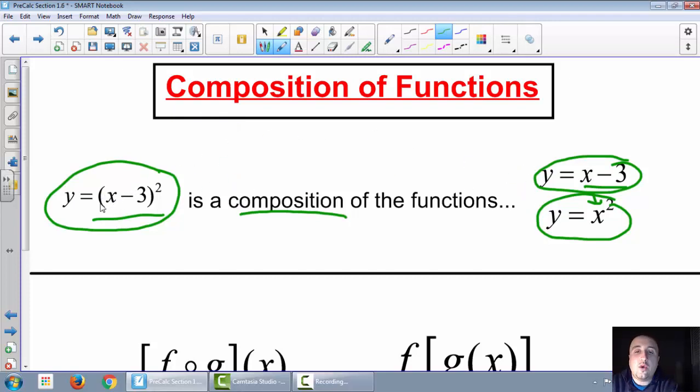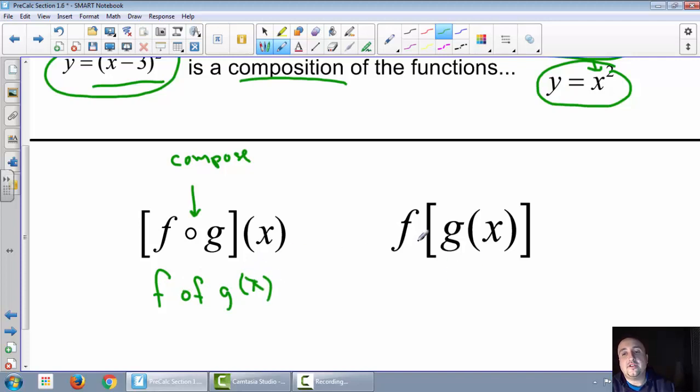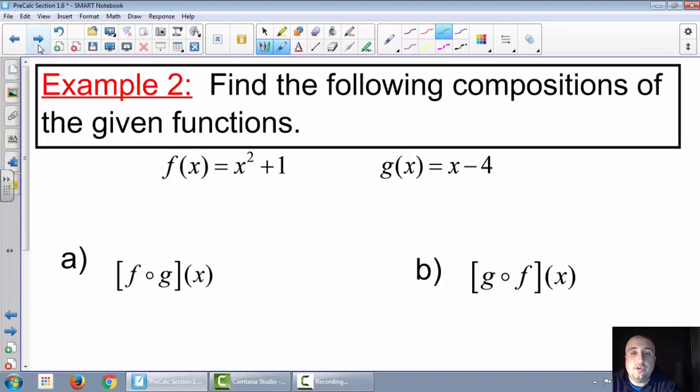All right. Now we can write composition in two different ways here. This symbol right here means compose or composition. Okay, that's not multiplying, that's a compose symbol. So this says in words f of g of x. Same thing here. This says f of g of x. And this really won't make any sense until we see some examples and how this works. So what it means to compose. All right, so let's look at example 2 here.